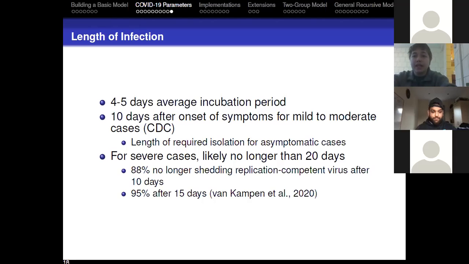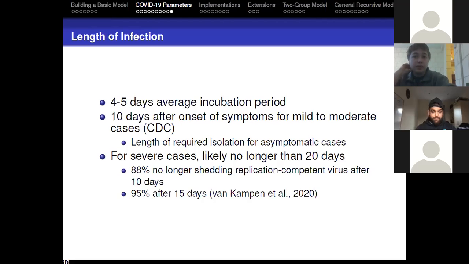For mild to moderate cases, according to the CDC, they're infectious for around 10 days after the onset of symptoms, when they're no longer infectious. That's also the length of required isolation for asymptomatic cases, which would imply that asymptomatic cases are also no longer infectious after around 10 days. It can be longer for severe cases, but it's likely no longer than 20 days.